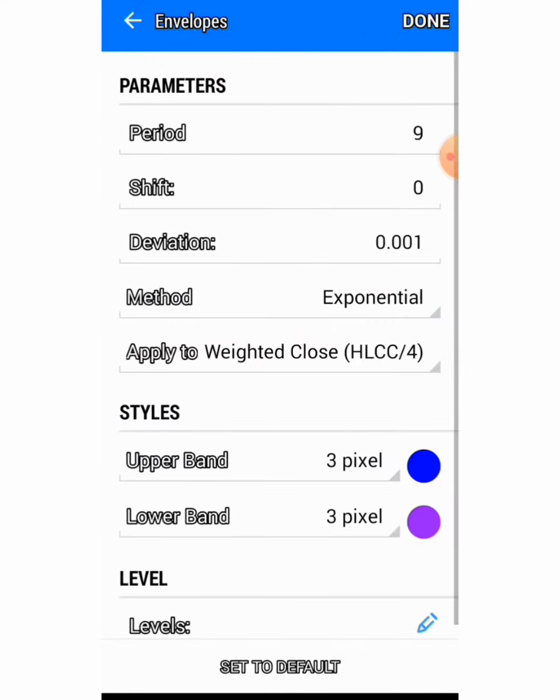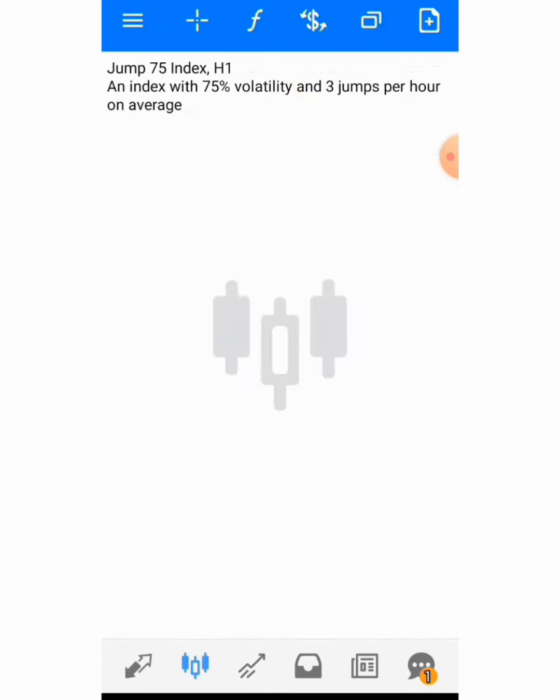Then envelopes, parameters: period 9, shift 0, deviation 0.001, method exponential, apply to close. Upper band and lower band are the same pixel and the same color. You click done.